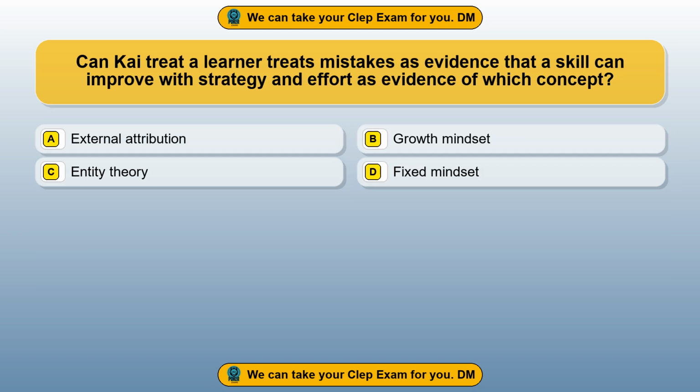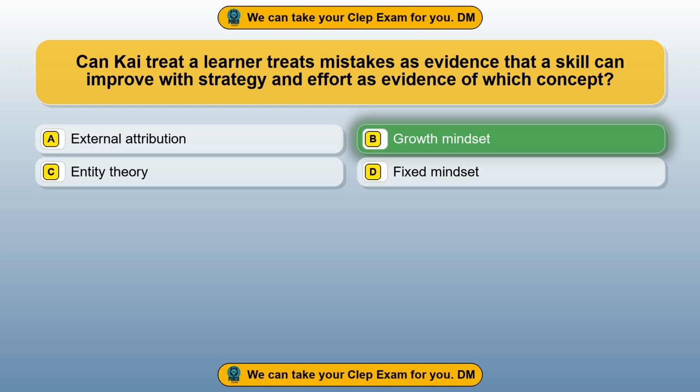Question 32. Can Kai treat a learner treats mistakes as evidence that a skill can improve with strategy and effort as evidence of which concept? Option A, external attribution. Option B, growth mindset. Option C, entity theory. Option D, fixed mindset. The correct answer is option B.